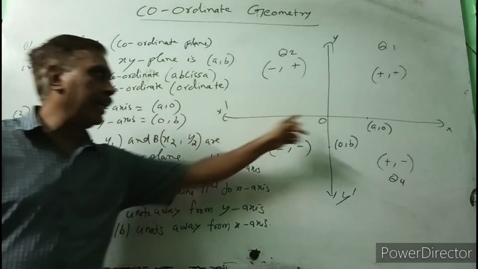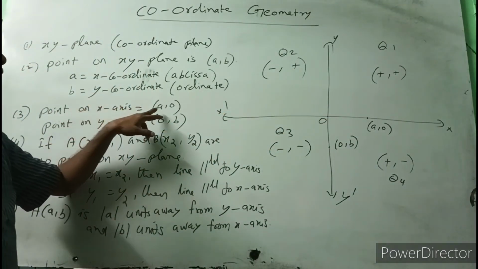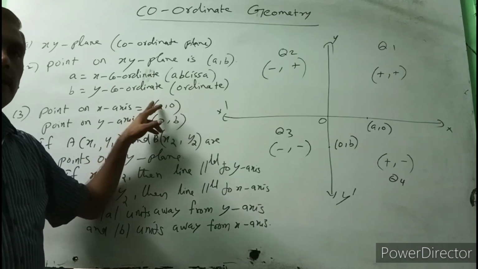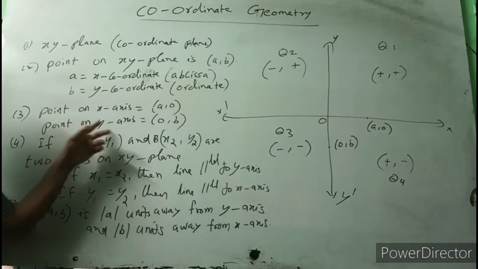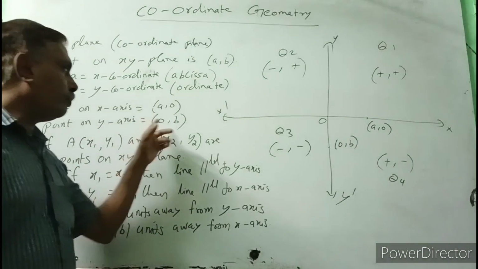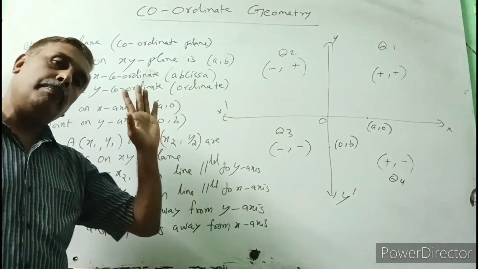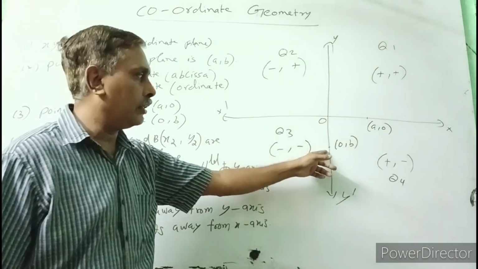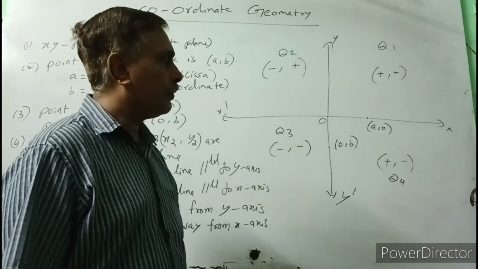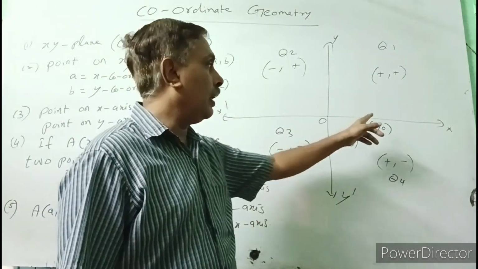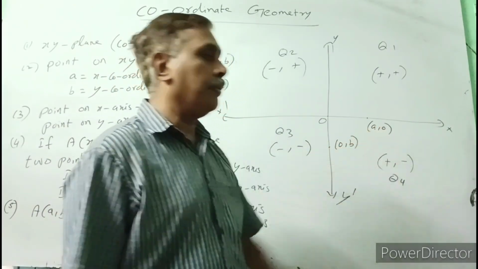For a point on the x-axis, if we take any point on the x-axis, y will be 0, which you learned in 9th standard. It is of the form a comma 0, meaning x can be any number but y always remains 0. Similarly, a point on the y-axis is of the form 0 comma b, meaning x will be 0 and y can be any number. You can take it anywhere on the y-axis, x will always be 0 and y can be any number. Similarly, on the x-axis, x can be any number, but y remains 0.